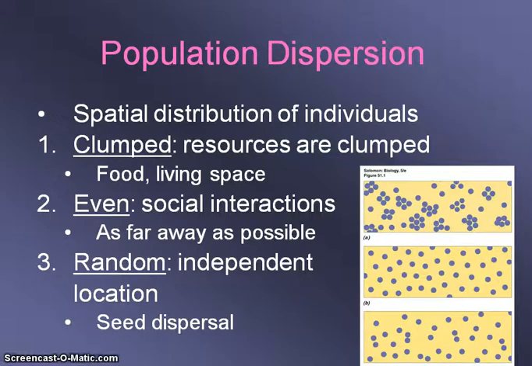And the last one is random dispersion, and that looks more like this last diagram here. And that's where an organism's location is independent to any others, and that's mainly a lot of plant-type species due to their seeds just being dispersed by the wind or by birds or insects. And where they land and end up being fertilized is where they land. They don't really have a choice in that matter.